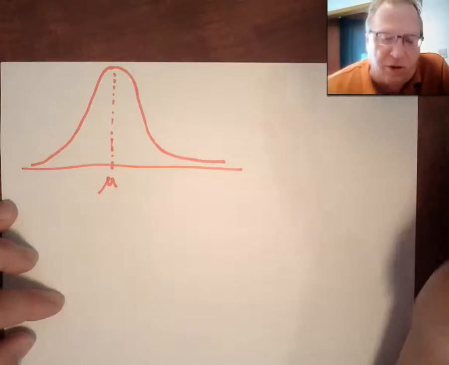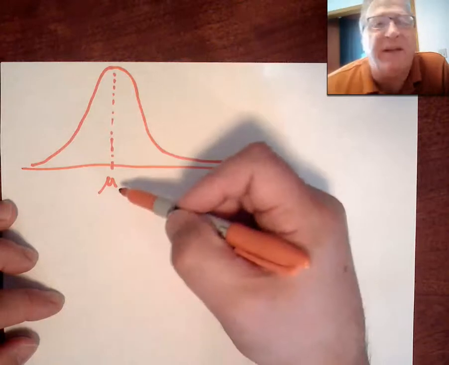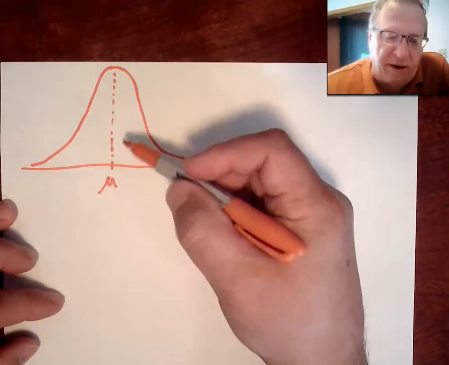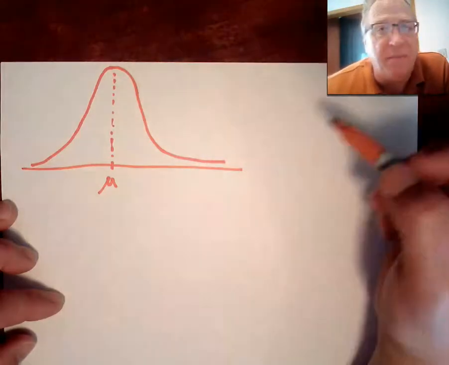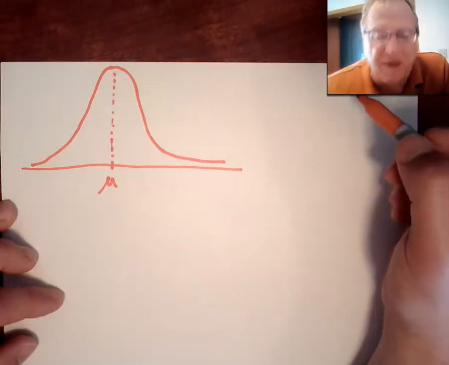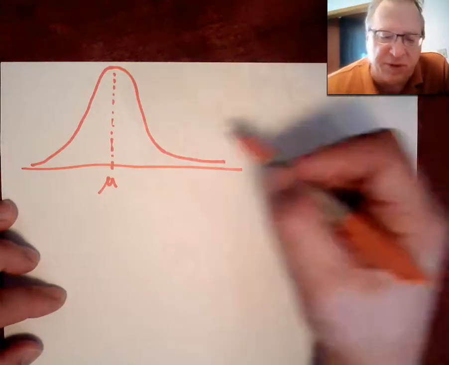I've redrawn our normal distribution curve, and I've placed the population mean in there. And of course, you know that since this is a normal distribution, that's also equal to the median and equal to the mode. Several unique characteristics of the normal distribution.